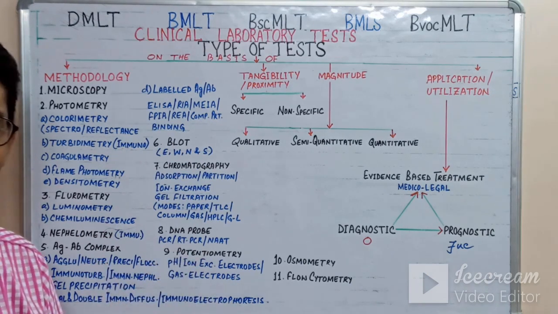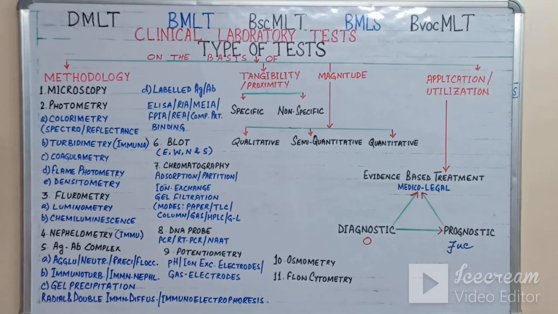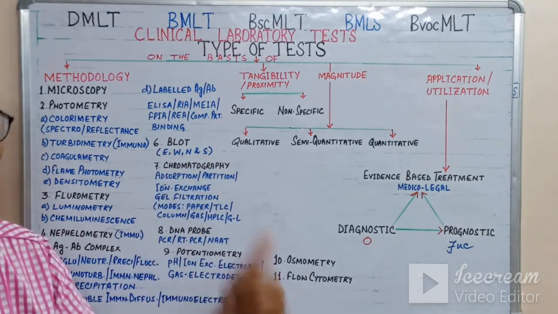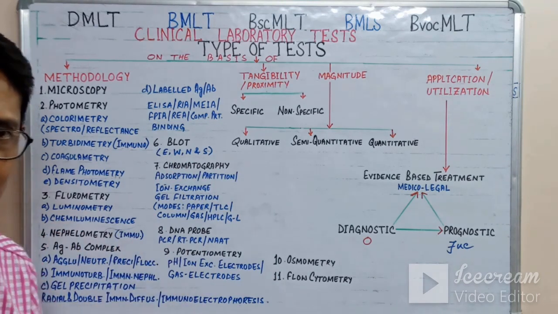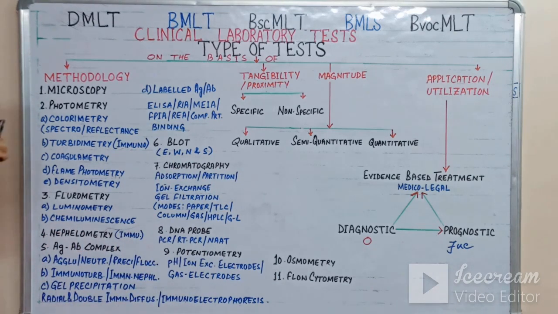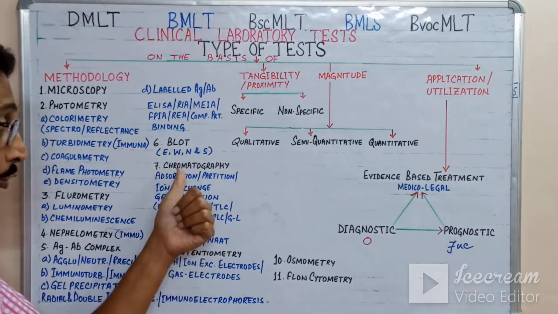Now there is another technique, the blot technique. The blot technique is divided into 4 techniques, named east, west, north and south. That is the eastern blot technique, western blot technique, northern blot technique and southern blot technique. All of you must have heard that the western blot technique is the most authenticated method in the test of HIV.